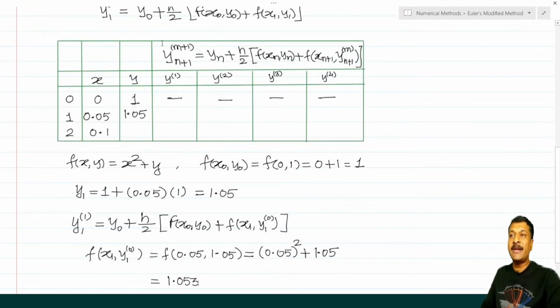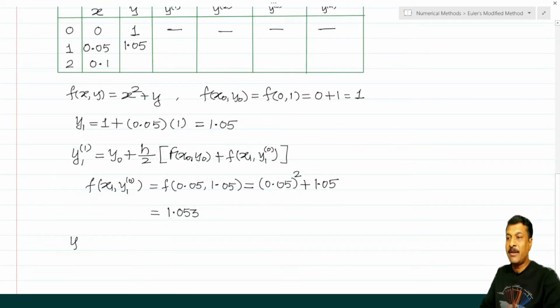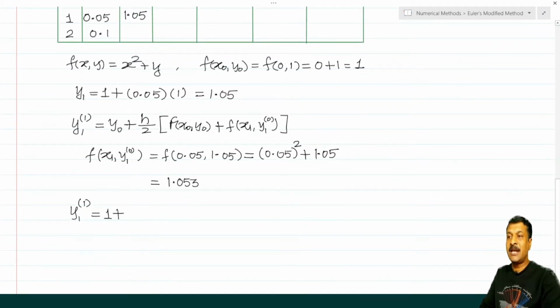Now I want to find, you see here this value n is the suffix and this position is supposed to be these values. So by using this you can modify it in this formula. So what is y1 at first position? That is equal to y0. What is the value of y0? It is nothing but 1 plus h, 0.05 by 2, in bracket f of x0 y0, this value 1, plus the new value of f of x1 y1. It is 1.053. So by calculator I am getting the value.